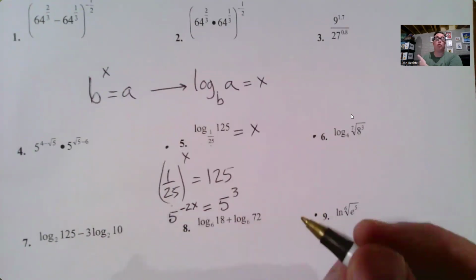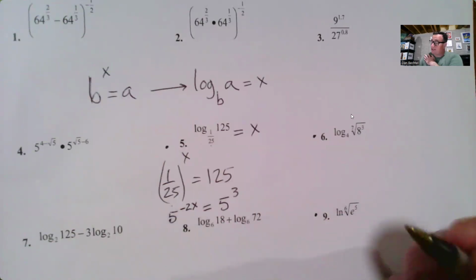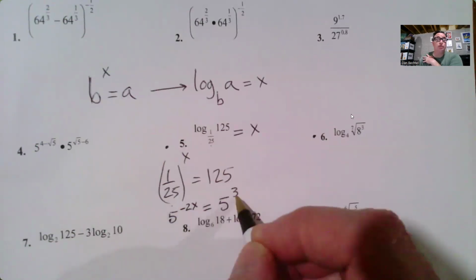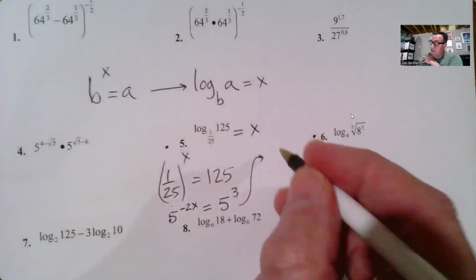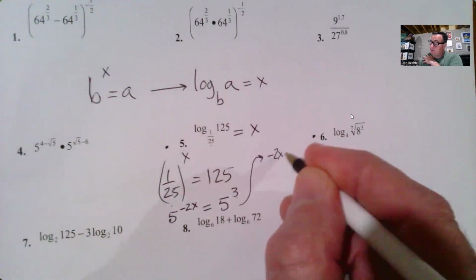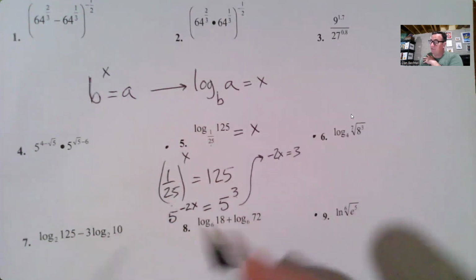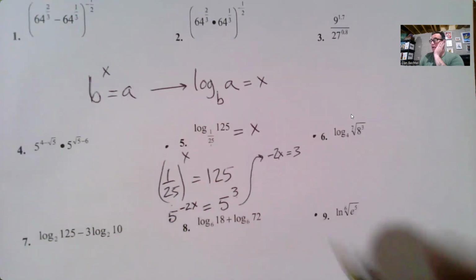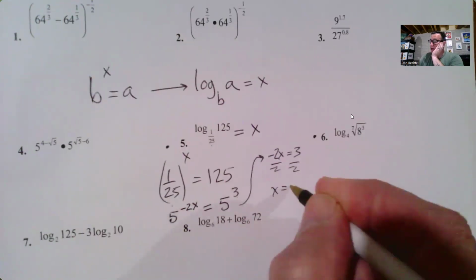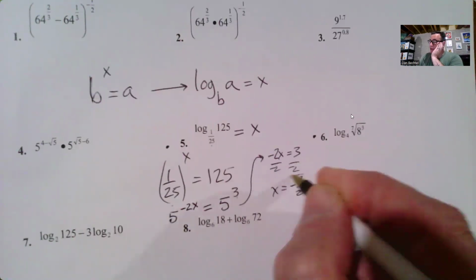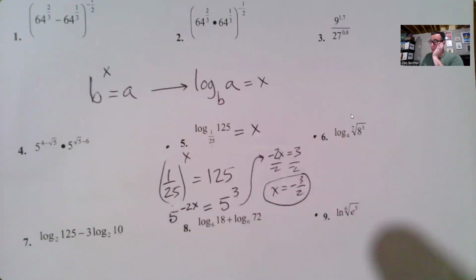Once you've written the equation in a format where the base is the same, we can set the exponents equal to each other, and we can solve for x. So in this case, negative 2x is equal to 3, because if both of the bases are 5, the exponents have to be equal. Then if we take both sides and divide by negative 2, we get that x is equal to negative 3 over 2. So that is the simplification of what we're doing for a problem like that.